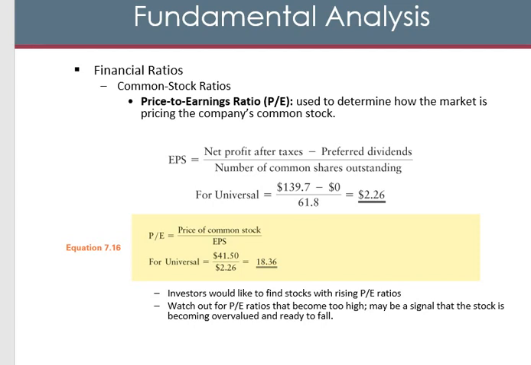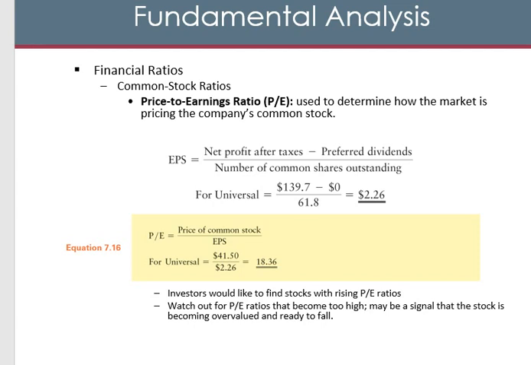This is why the PE is sometimes referred to as the price multiple, because it shows how much investors are willing to pay per dollar of earnings. If a company were currently trading at a multiple, or PE, of 20, the interpretation is that the investor is willing to pay $20 for a dollar of current earnings.